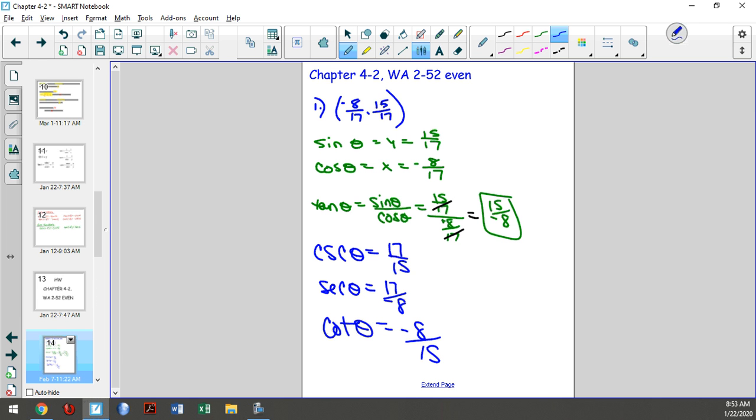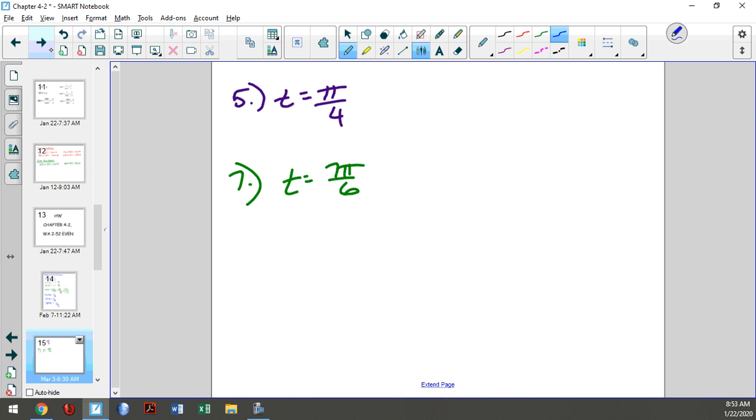Do we all understand how to do problems 1 through 4? This is how you do problems 1 through 4. Any questions over that? Okay, the next set of instructions. The next set of instructions for number 5 through 12 say this. Find the point xy on the unit circle that corresponds to the real number t.